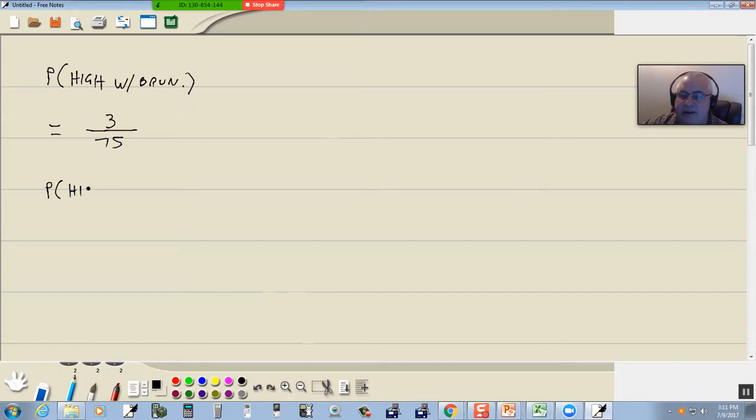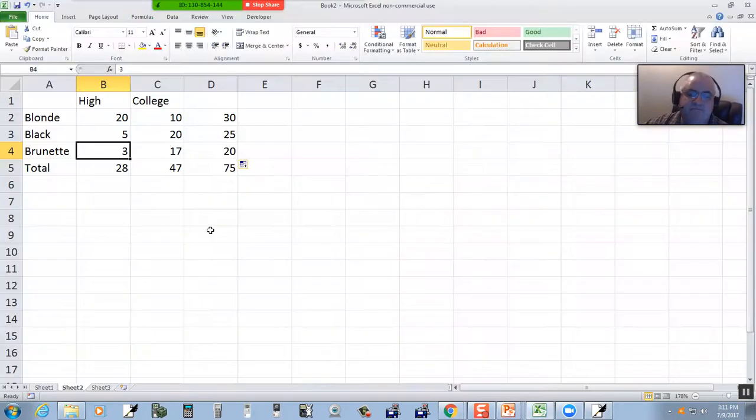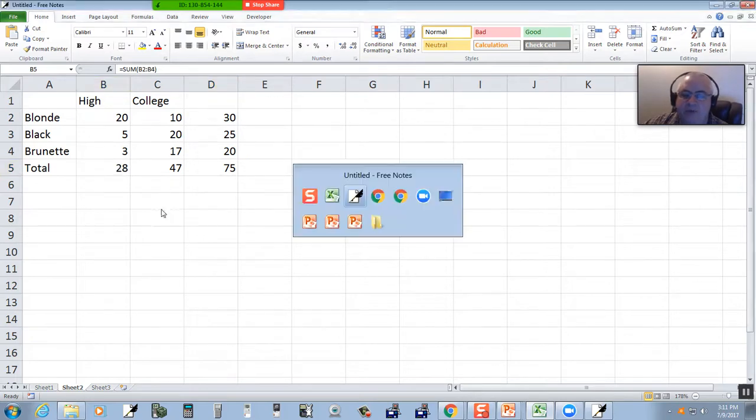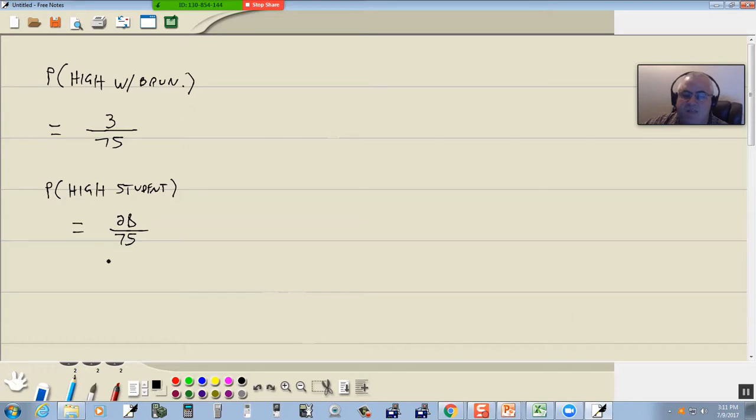Now maybe they're asking you what's the probability that you pick one person out and you get a high school student. Well, 75 goes on the bottom. That's our grand total here. And we have to look at the column total for high school. That adds up to 28. So 28 goes on top. So again, if you have those totals, it really does help with your problems.